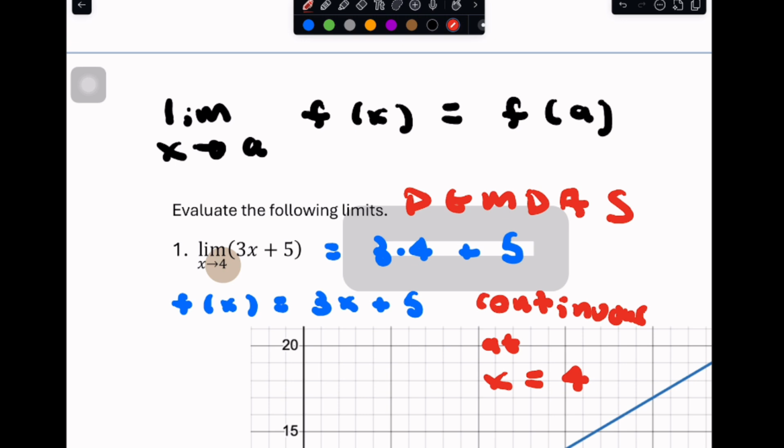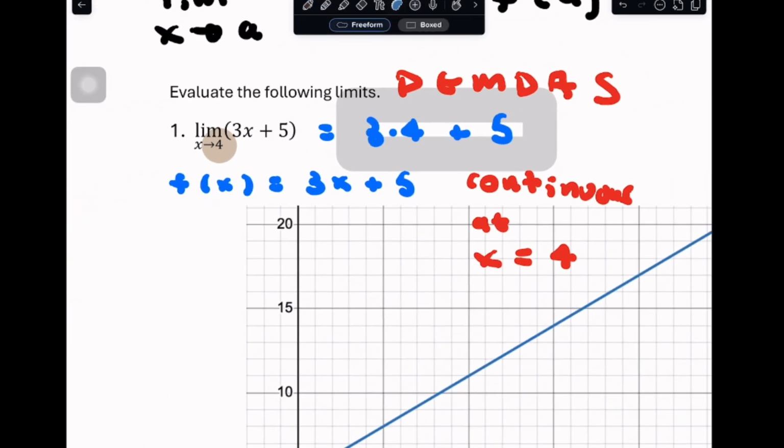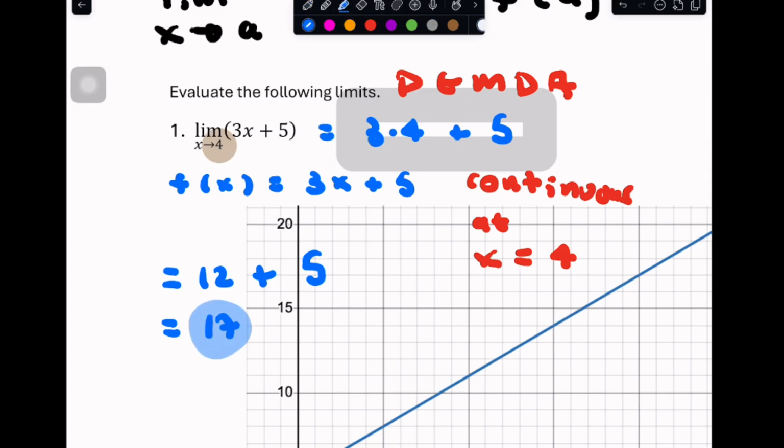You go, really? It's that simple? Mm-hmm. It's that simple. You go, okay, well, what do I mean by that? What do I do first with order of operation? Multiplication. Yeah, what's 3 times 4? So is this going to be 12 plus 5? Yeah. And what's 12 plus 5? You're done, ladies and gentlemen. The value of that limit is going to be what? 17.